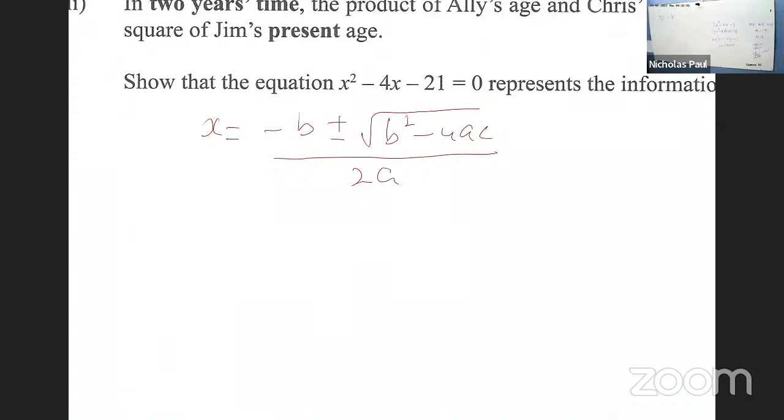Yeah, you have to solve that, or you can factorize it. I am going to factorize it and solve it.